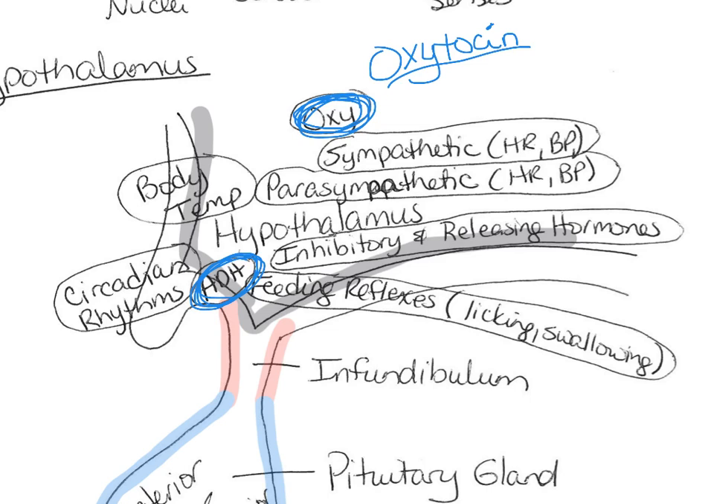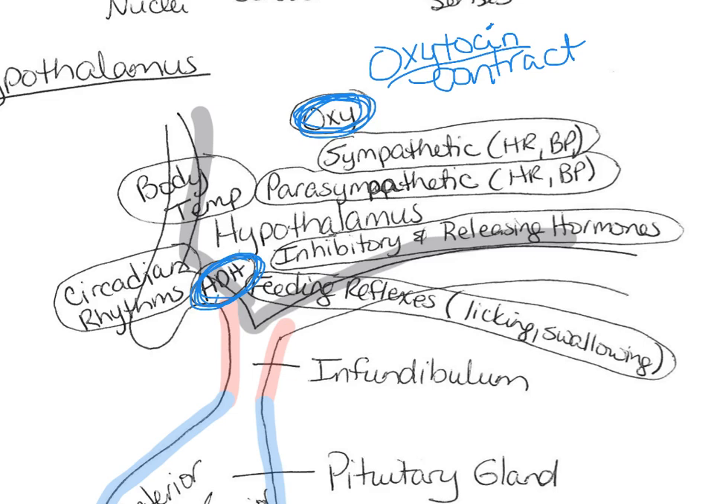Oxytocin is a contractor. It causes things to contract. So think about that. Think about the breast glands, visually thinking of them contracting, it's going to eject the milk. In the uterus, it contracts and it ejects the baby. Okay. All right, so that's oxytocin.